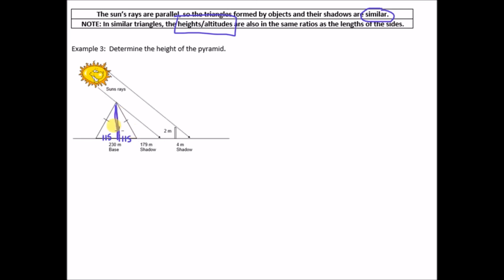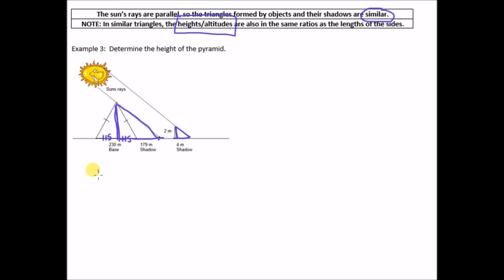Okay, so what we have now is this triangle right here, 2 meters high and 4 meters in length, and then we have this triangle right here. Remember, we need to keep that angle from the sun's rays, so we can't use the actual triangle of the pyramid, but we can use the triangle that the sun's rays are on.